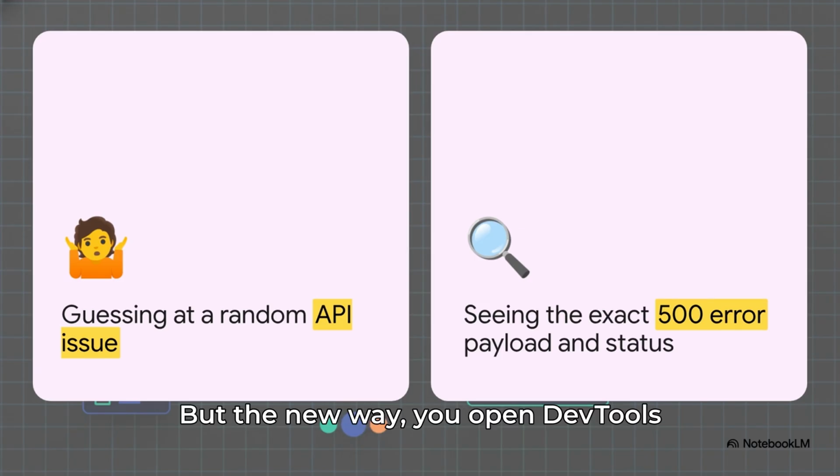But the new way? You open DevTools and you see the exact 500 error payload, the specific HTTP status code, and the response headers with absolute certainty. It's a total game changer. You transition from guessing to knowing.